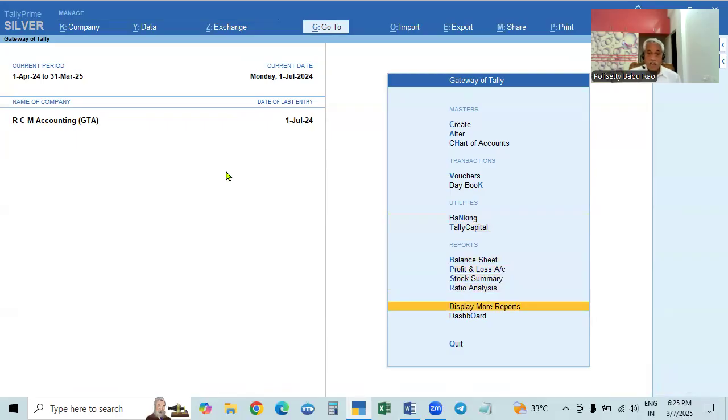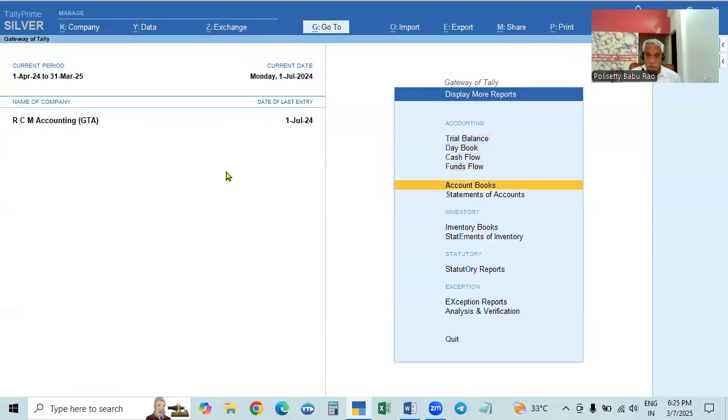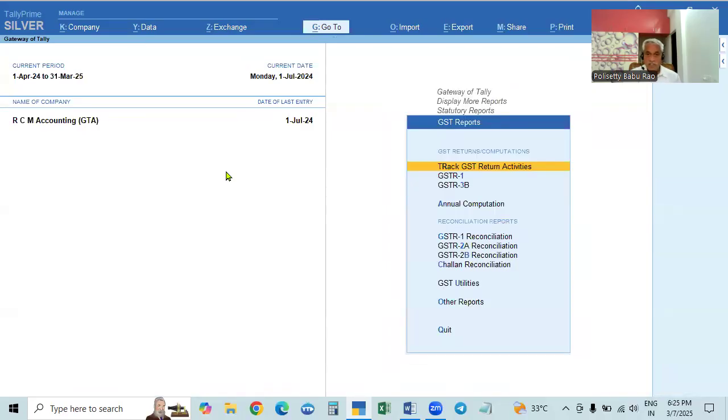Then you go to see the reports: display more reports, then statutory reports, then GST reports. GSTR 1 is related to sales liability, sales and the amount collected, and that is transferred to 3B. In this one, we are purchasing the RCM service from GTA and we have a liability. That liability arises on purchase of service, so the ITC you have to claim. So it is going to 3B.